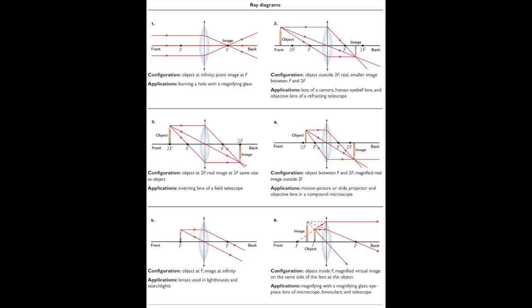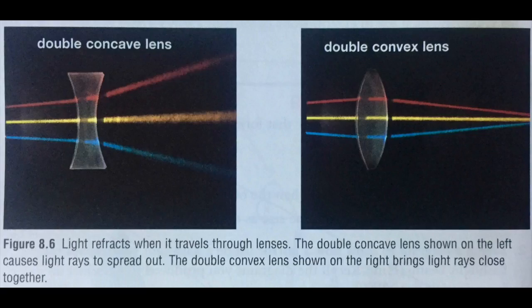A concave lens is thinner and flatter in the middle than around the edges. See figure 8.6. Figure 8.6. Light refracts when it travels through lenses. The double concave lens shown on the left causes light rays to spread out. The double convex lens shown on the right brings light rays closer together.